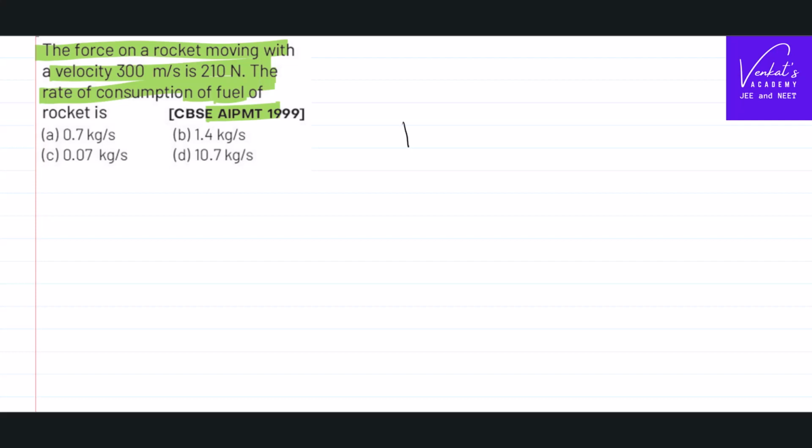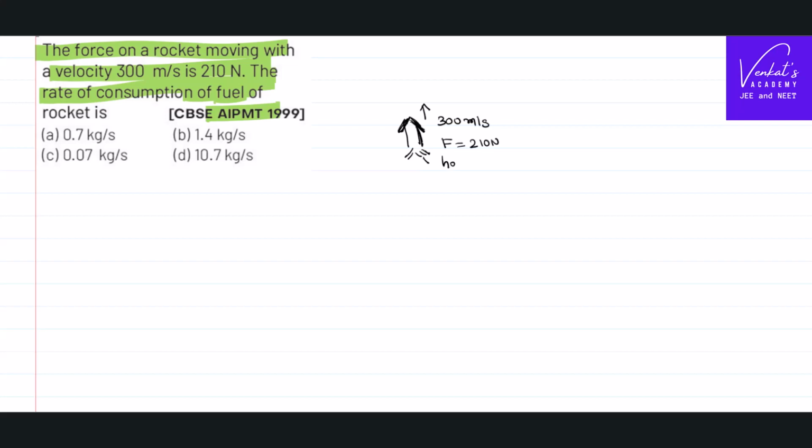He said something like a rocket is moving up with a velocity 300 meter per second. For that, it needs to experience a force. What is the force that's developed on that is 210 Newton. For that to happen, it has to eject some gases. He is now asking what is the rate of consumption of the fuel.